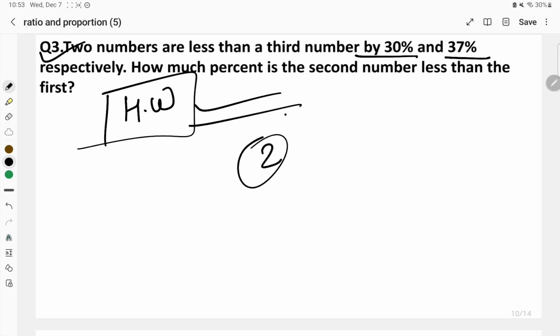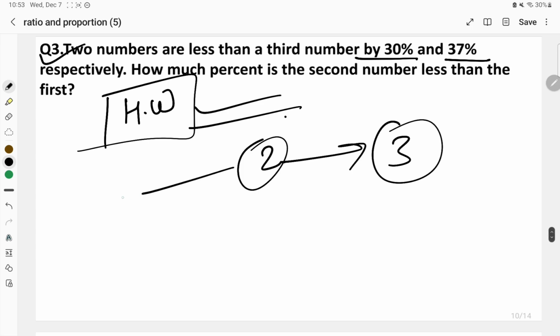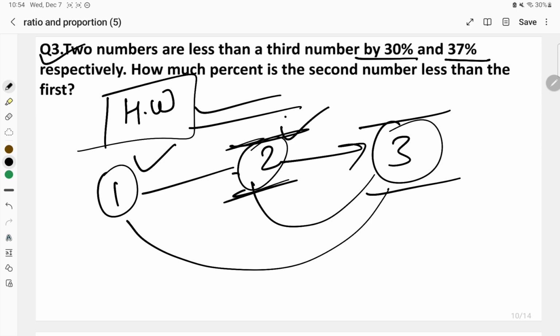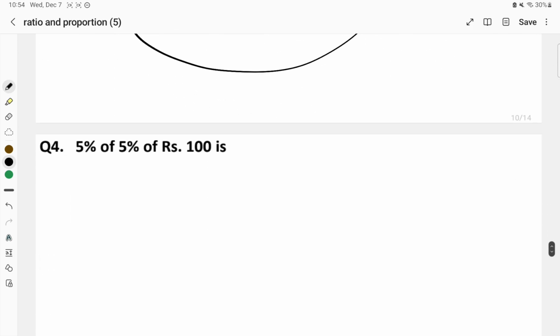There are two numbers basically, and they are less than the third number. This is the first number, this is the second number, and they are less than this particular third number. The first is less by 30% and the second is less by 37%. We have to calculate how much percent the second number is less than the first number. Try to understand the question first and try to solve it. If not, I'll take it in the next lecture.